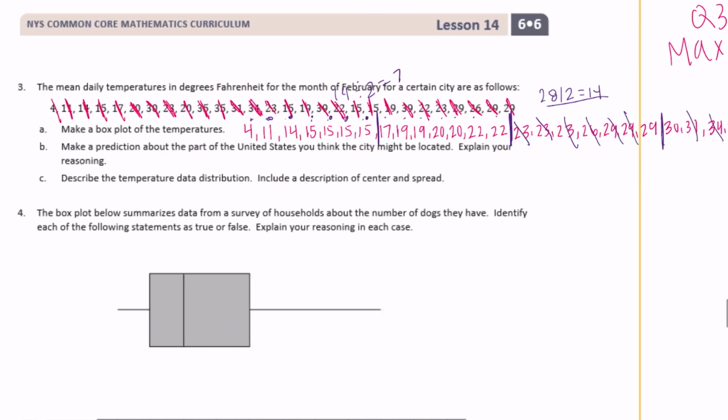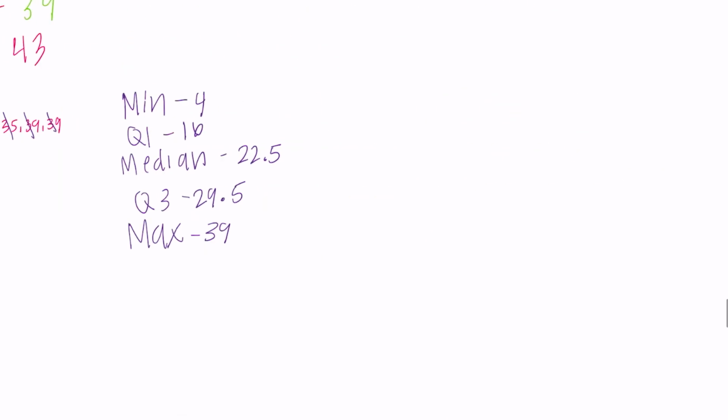Okay, we need to make the dot plot. So min is 4, max is 39. So let's go from 0 to 40. I'm going to count by 5s.